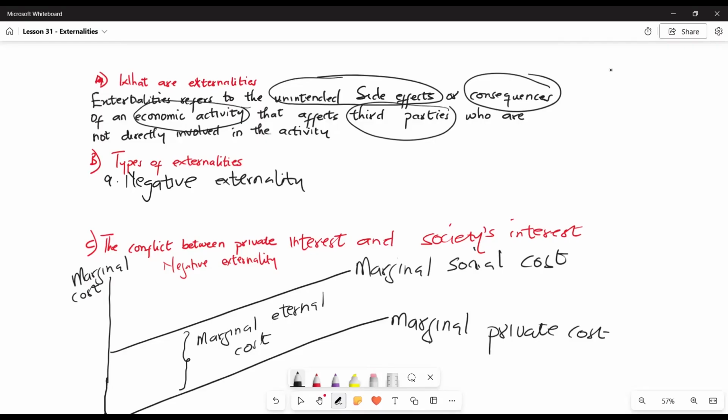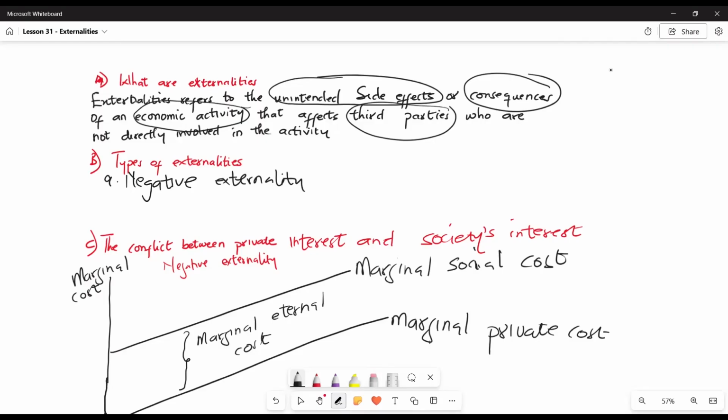Or another example is if you own a beehive and some people in your neighborhood are allergic to the bees, and this is causing a reaction or harming their health, and you are not compensating them for it. That is a negative externality. Any activity that you partake in that causes a negative side effect to someone else, where you do not pay for that cost, is a negative externality.